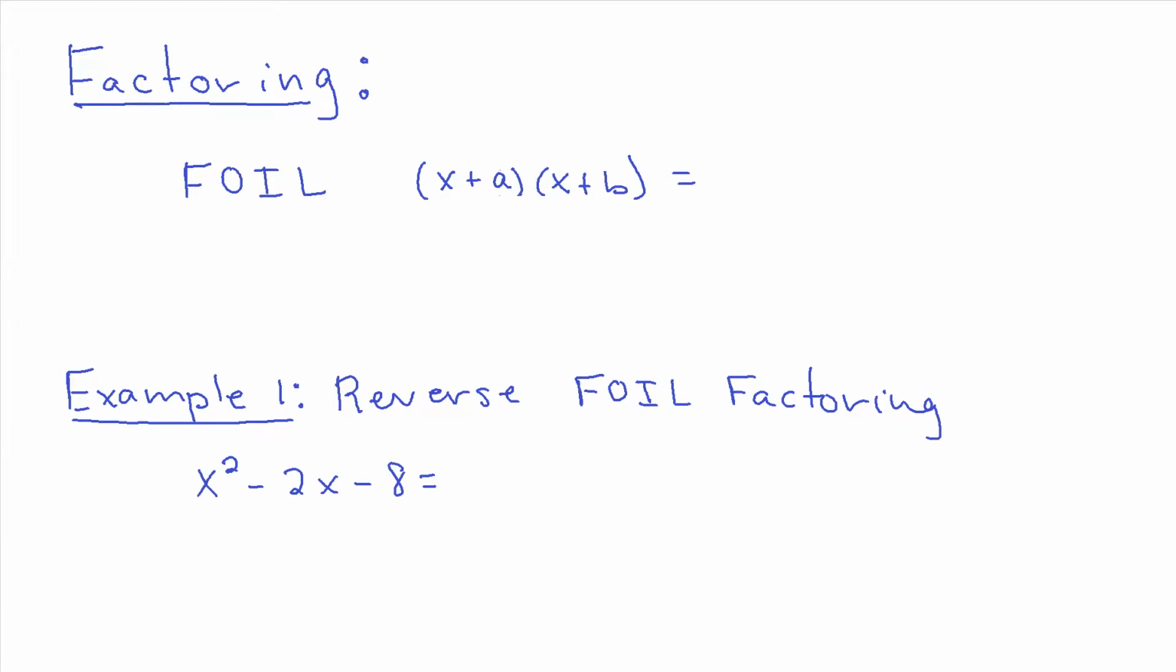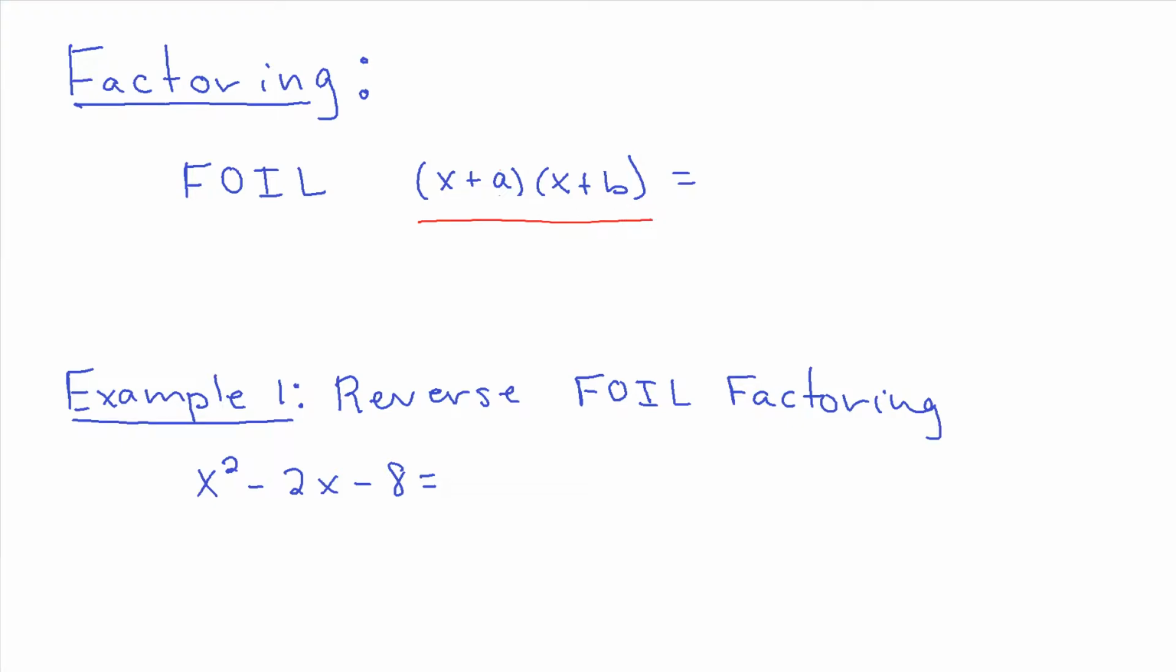So let's talk about factoring. The first type of factoring that I'm going to talk about is what's called reverse FOIL factoring. To remind you what this is, let's first talk about what foiling is. FOIL is a method for multiplying together two binomial expressions like this.